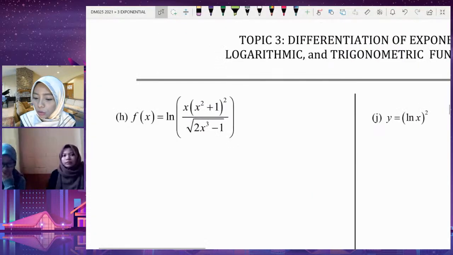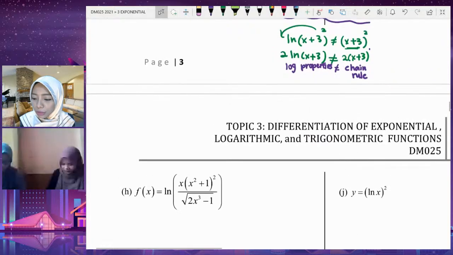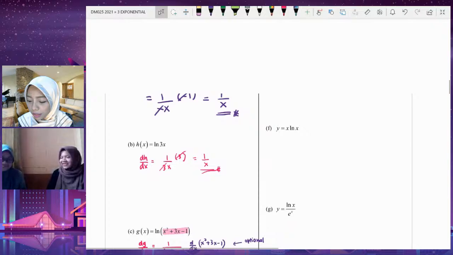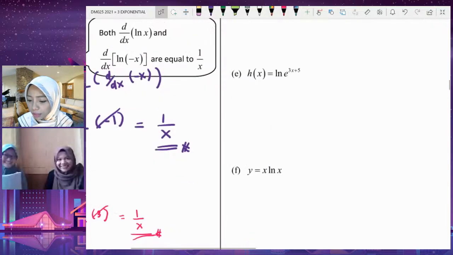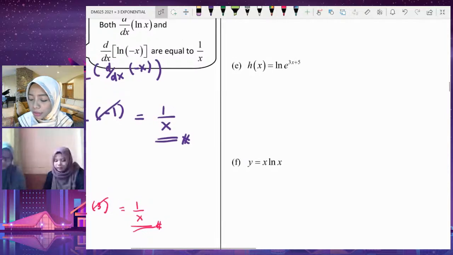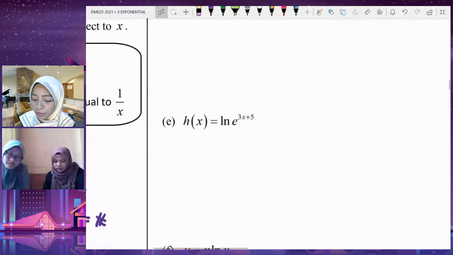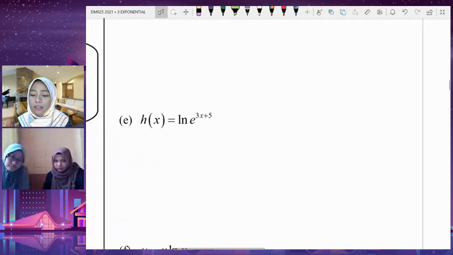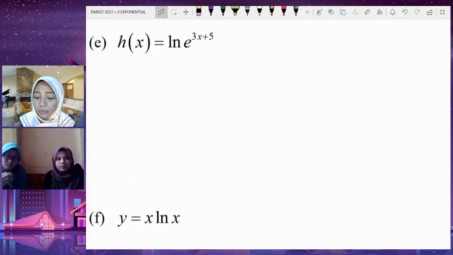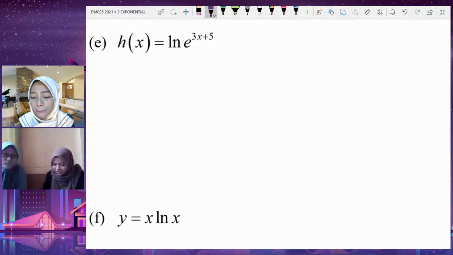Okay, before I continue, madam tengok dulu. Sebelah sini. F. Oh, banyak lagi ni. Banyak lagi soalan kita. Okay, sekejap. Alright, let's do E. Okay, let's zoom in. Once again, we are going to solve h(x) equals e to the power of 3x plus 5. Okay, macam mana kita nak buat ni?